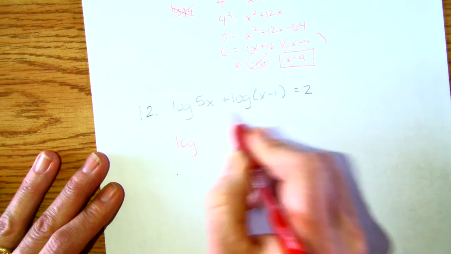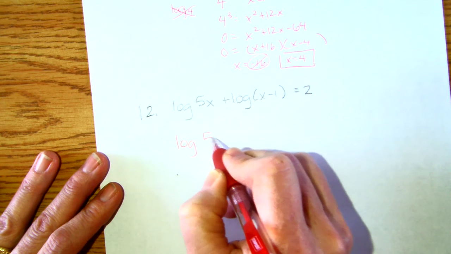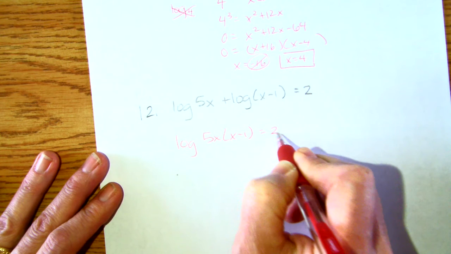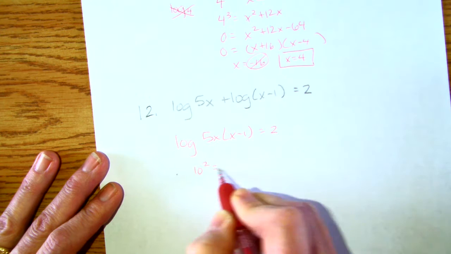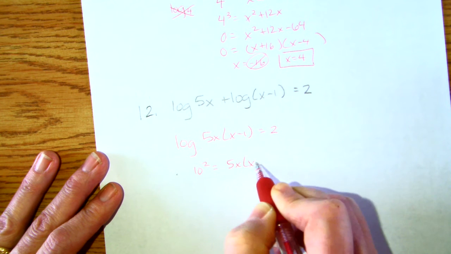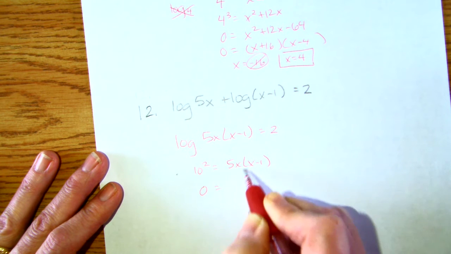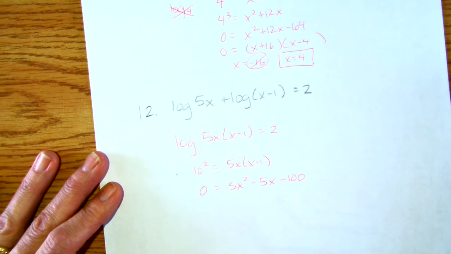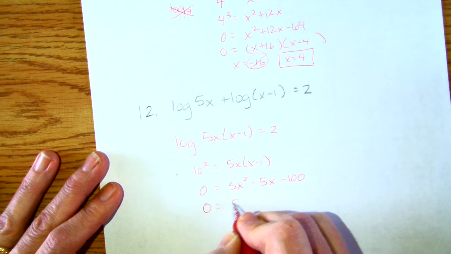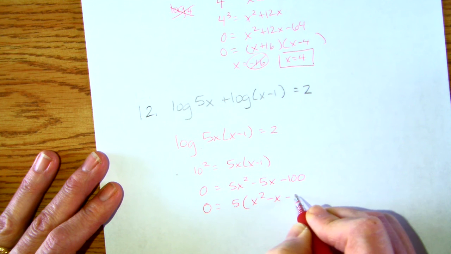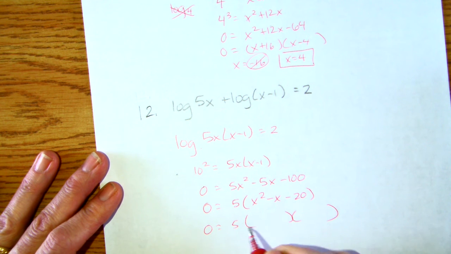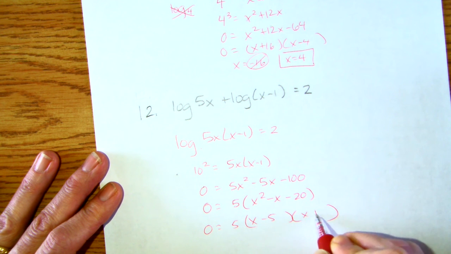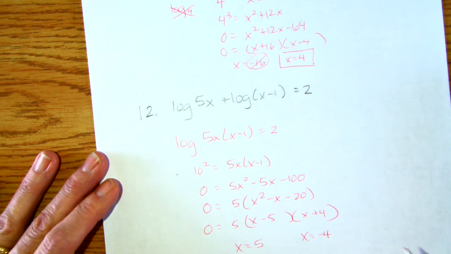Again, if I condense this, it's a product. This is base 10. So 10 squared equals 5x times x minus 1. I'm going to distribute this, 5x squared minus 5x, and I'm going to subtract that 100 from both sides. I'm going to factor out a 5. And then I'm going to factor the trinomial, x minus 5, x plus 4. So x equals 5 and x equals negative 4.